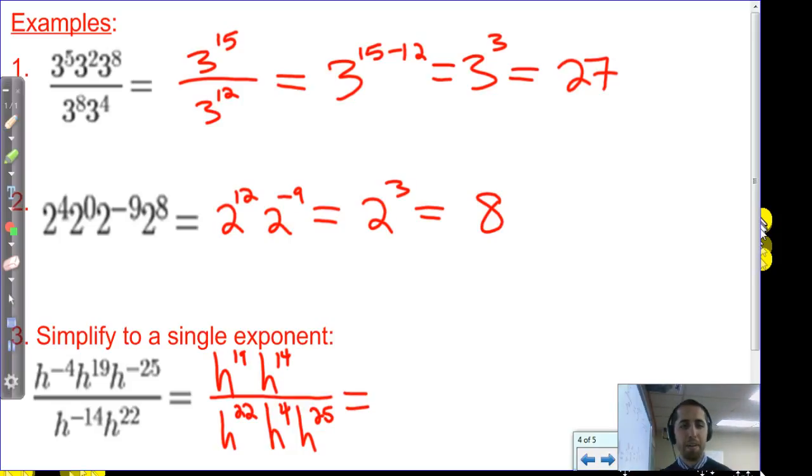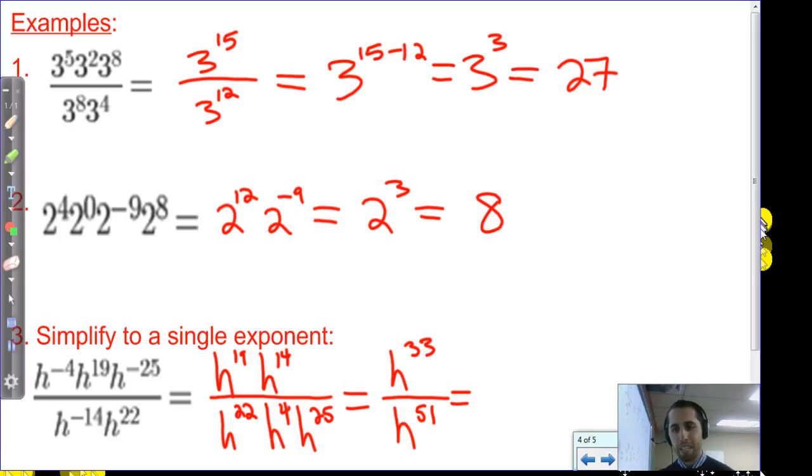Now we can add. How many h's do we have on top? We'll have 19 plus 14. That'd be 33, h to the 33rd power. On bottom we'll have 22 plus 4 is 26. 26 plus 25, it's like adding 2 quarters and another cent. That'd be h to the 51st power.